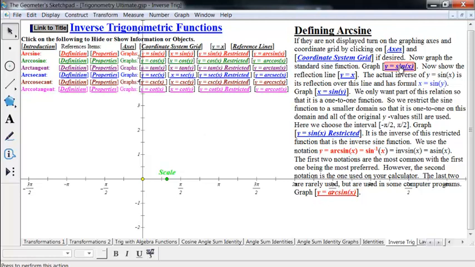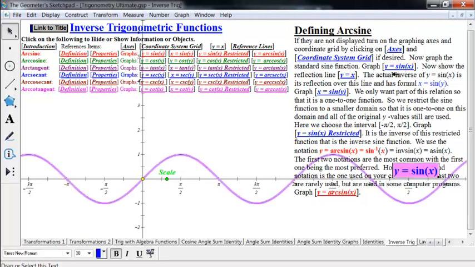Okay, now let's graph y equals sine of x. So there's our good friend y equals sine of x. Notice that the domain is all reals. The range is from -1 to 1, but the elements in that range get used over and over and over again.